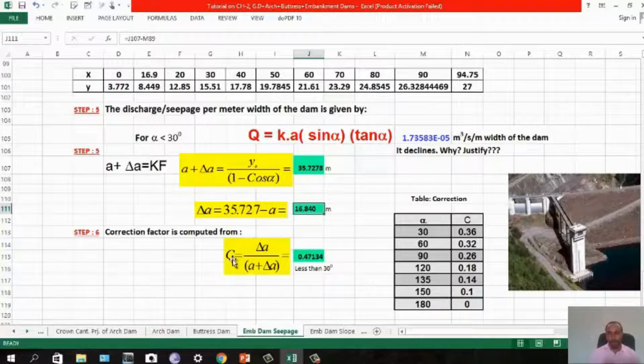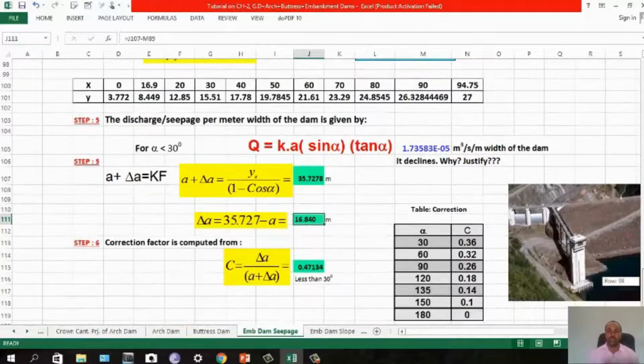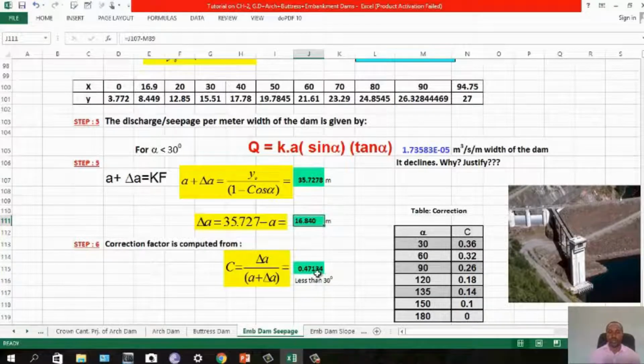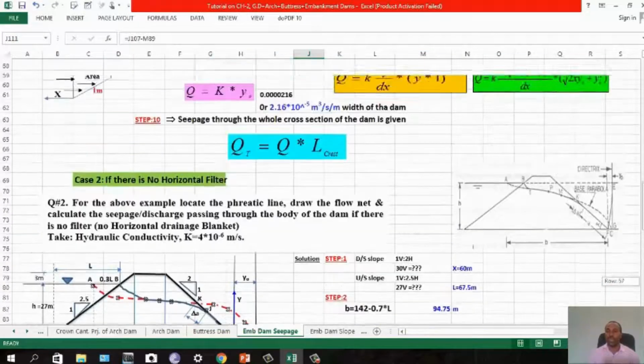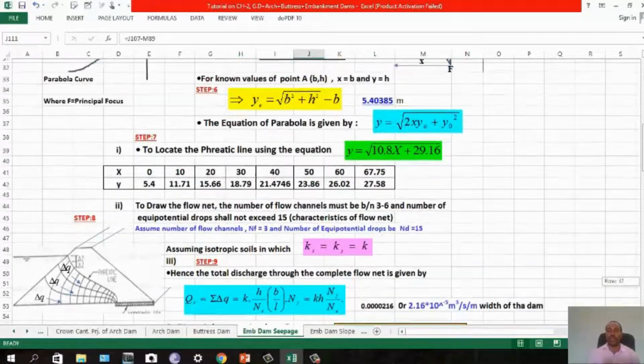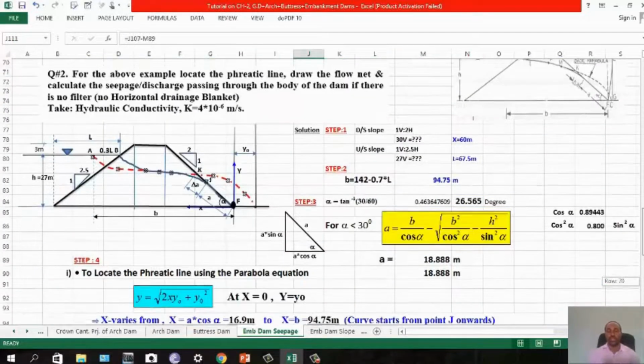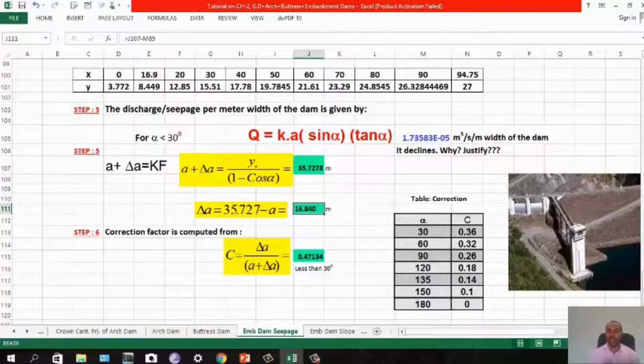Then if there is any change, you can go back again and correct the inclination angle of the embankment dam. So I think 0.47134. So you go to the table, correction factor for alpha 30 degree, 0.36, for 60 degree, 0.32. So you proceed like that, then I think the value is just less than 30 degrees. So it is correct. Since we calculated the inclination angle 26.56 degree, which is less than 30 degree. So this is valid. So you can proceed with that. So the dimension you can proceed.